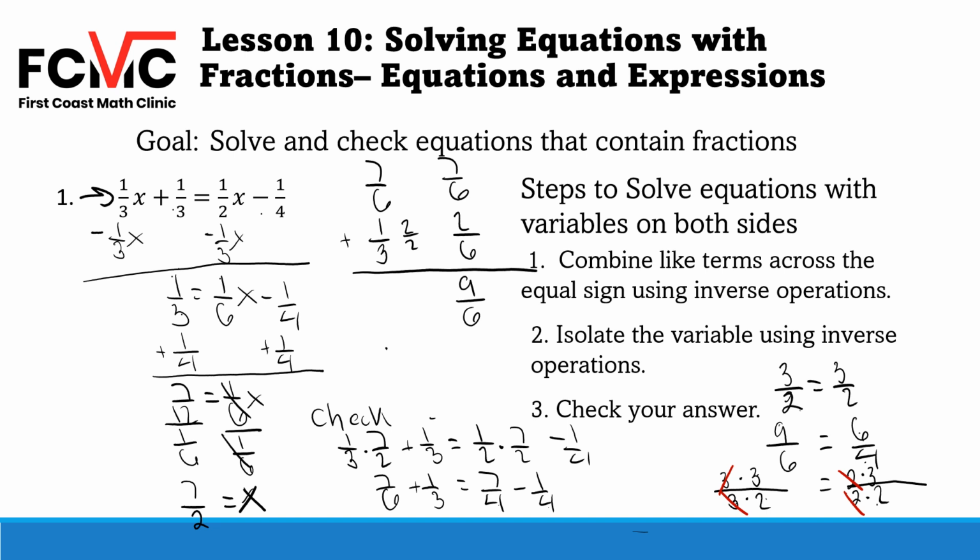Basically, I just did this last step and reduced to make sure that the left side and the right side are equal to each other. And our answer here is 7 over 2 equals x. Okay? Let's do a couple more examples involving fractions with our equations.